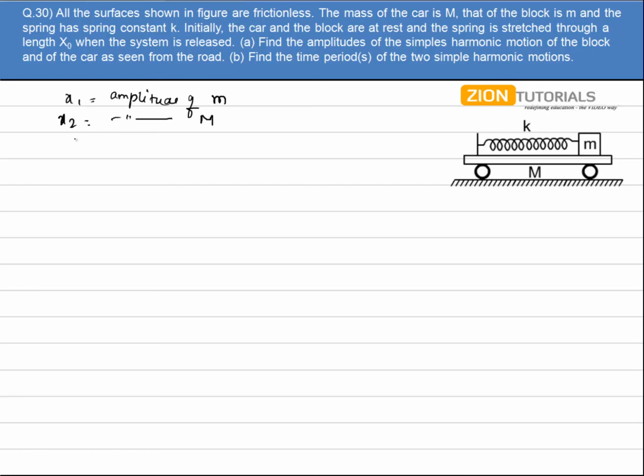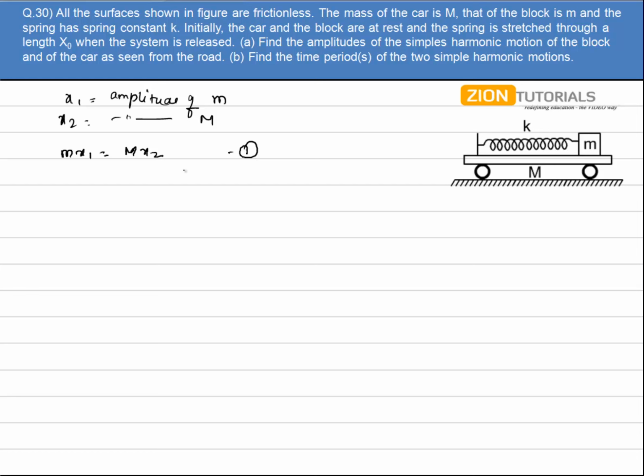Fine. So I can write that the total length by which the spring is stretched, that is x0, will be equal to... well, that is another thing. First of all, we must conserve the linear momentum, that will be m x1 is equal to capital M x2. Fine. Let it be the first equation.